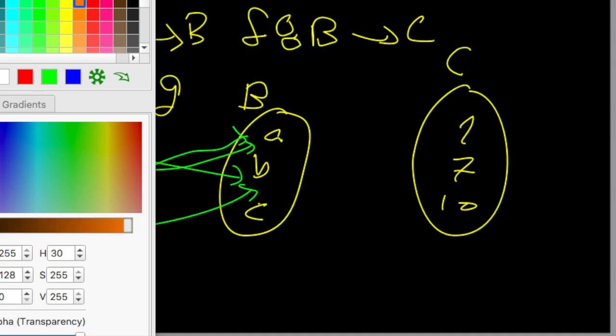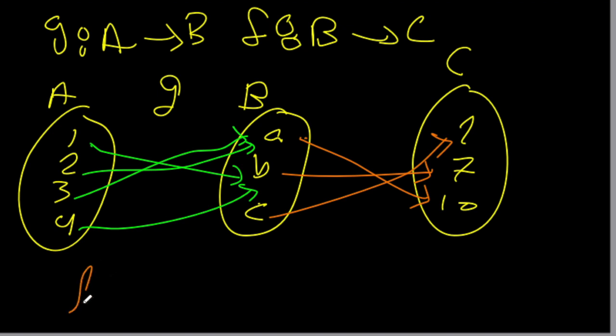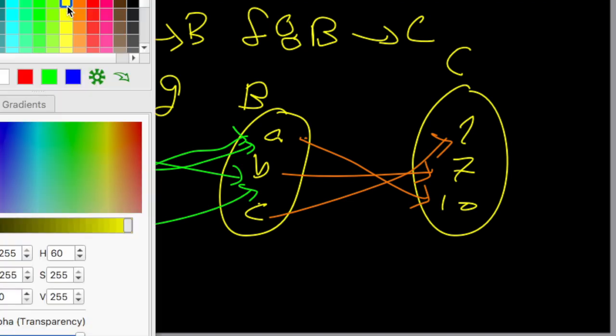So we have A is mapped to 10. Let me choose another color. So we know that this is F and this is G. So A is mapped to 10 and B is mapped to 7 and C is mapped to 2. Now the question is asking me to find F inverse. So what is the F inverse in this case?